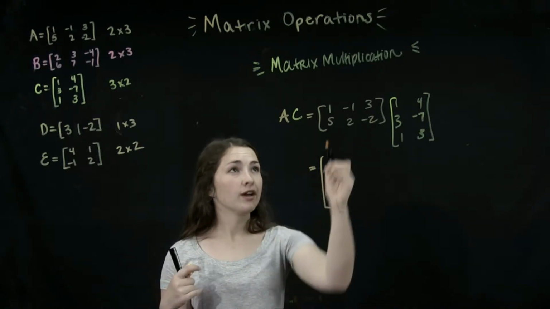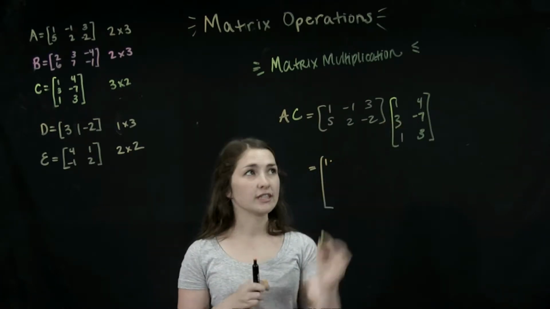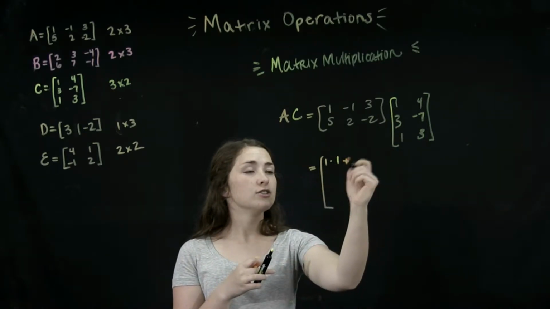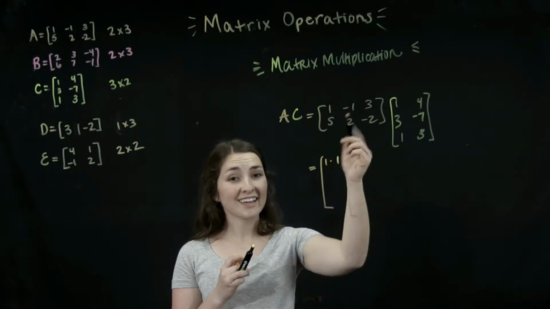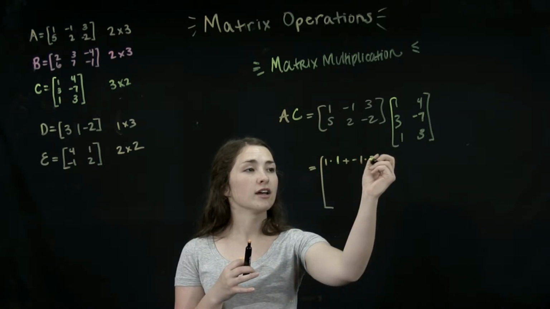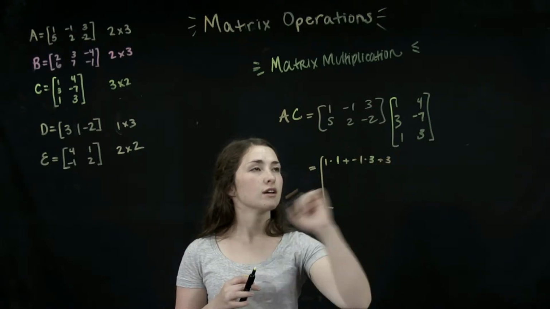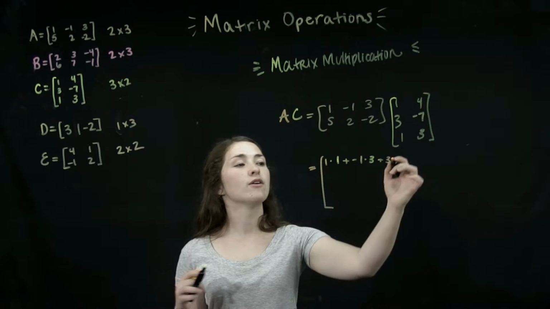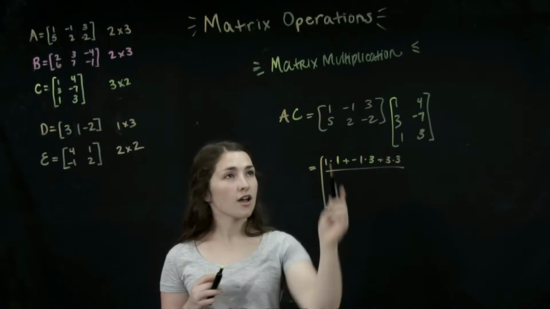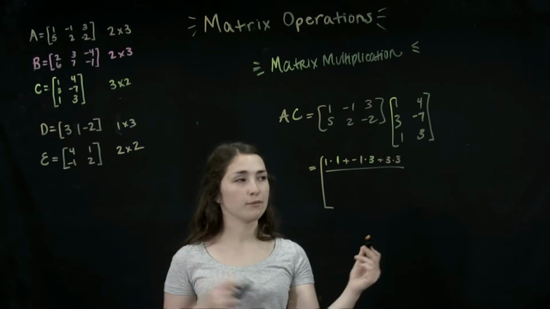So what we're going to do here is take 1, multiply it by the first entry in C, in the first column here. We're going to add it to the second entry in the first row times the second entry in the first column, and then add the third entry of the first row times the third entry of the first column. So you'll notice that we just took our first row times our first column and we put it in the first row, first column of our final matrix.